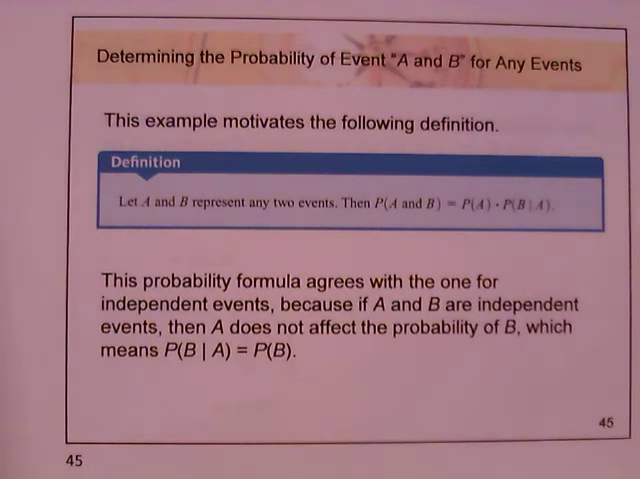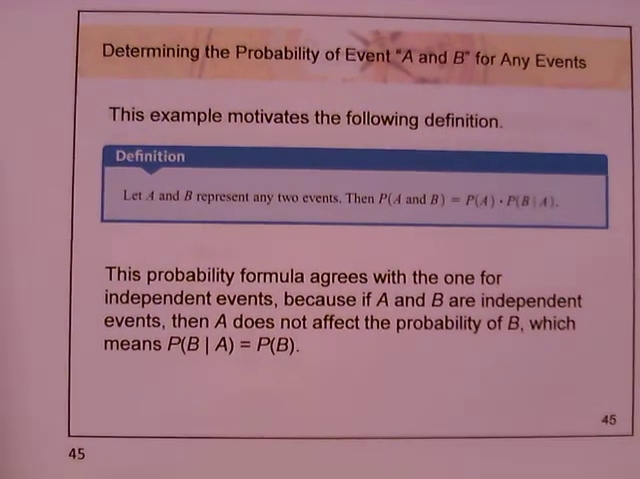This probability formula agrees with the one for independent events, because if A and B are independent events, then A does not affect the probability of B, which means the probability of event B given A would be equivalent to the probability of B.